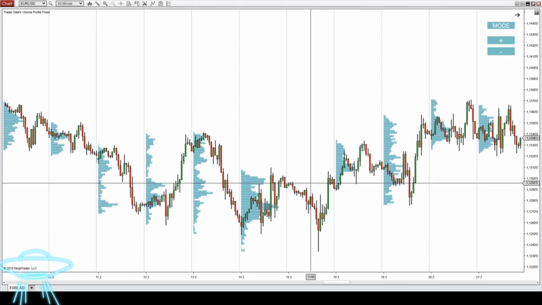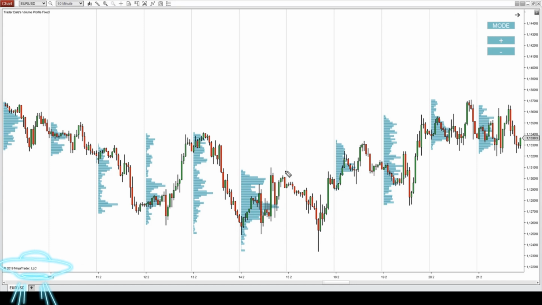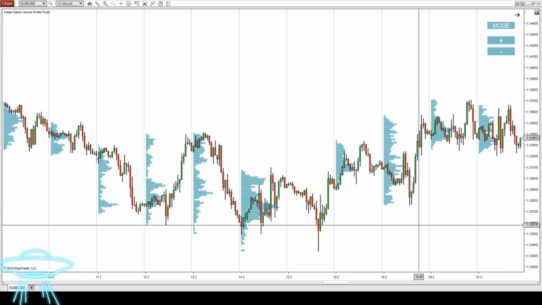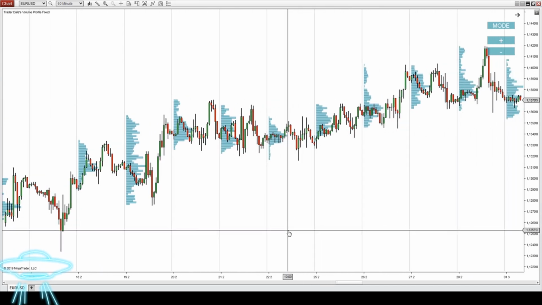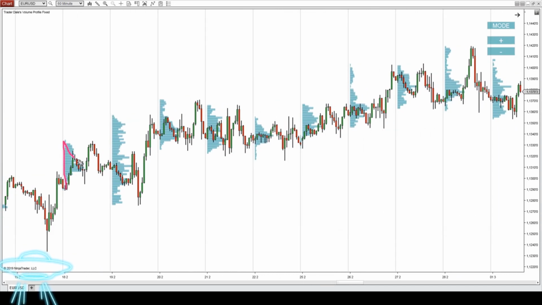So again, I'm going to merge those profiles. And this is a D-shaped profile. Then there's another D-shaped profile, and then there is a trend development and a thin profile. After the trend development, there is a B-shaped profile, which indicates that the trend could be over or temporarily over.